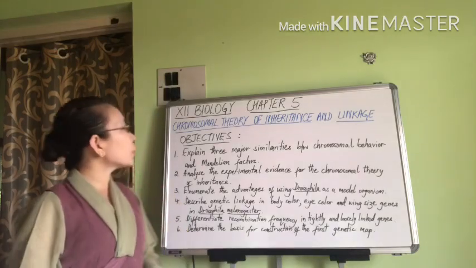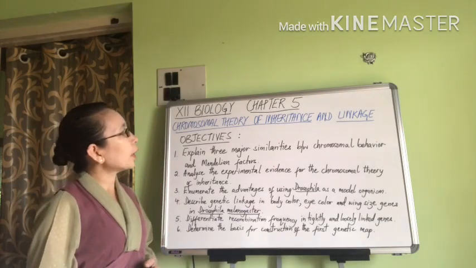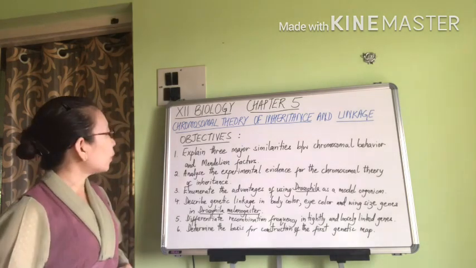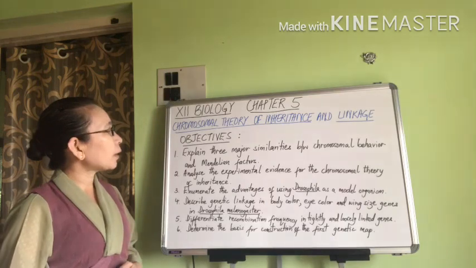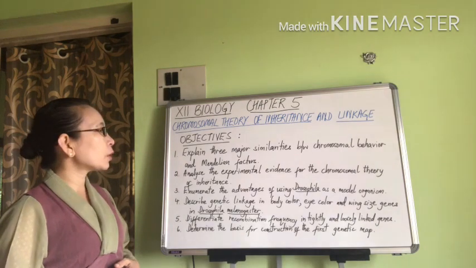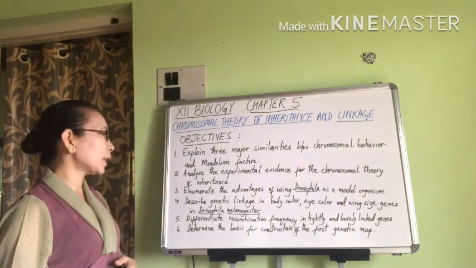This session is on chromosomal theory of inheritance and linkage. And the learning goals are: 1. Explain 3 major similarities between chromosomal behavior and Mendelian factors. 2. Analyze the experimental evidence for the chromosomal theory of inheritance.